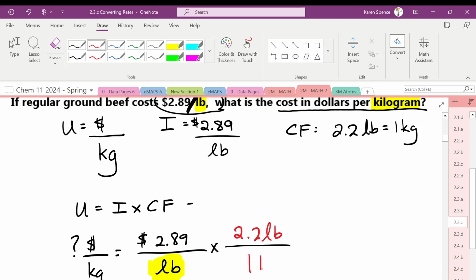Per 1 kilogram is good. Now you have dollars per kilogram.